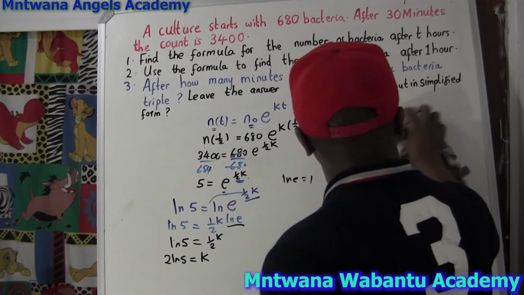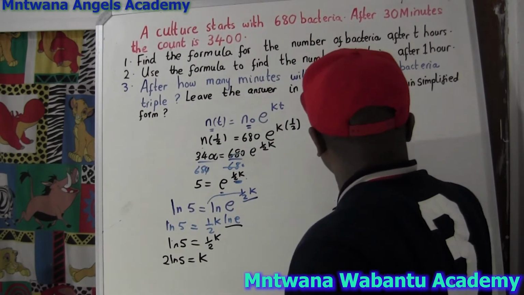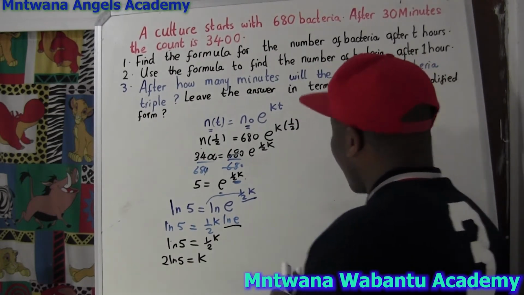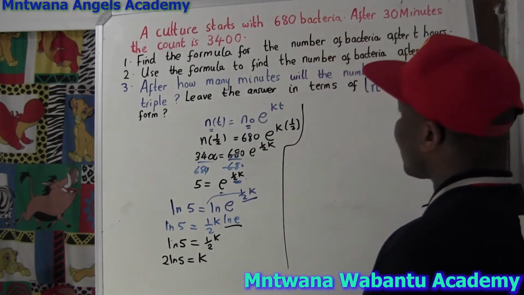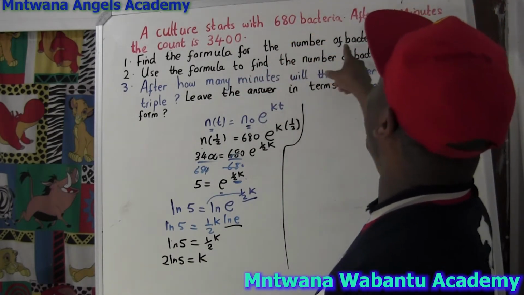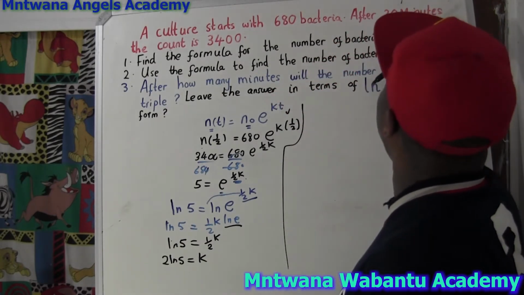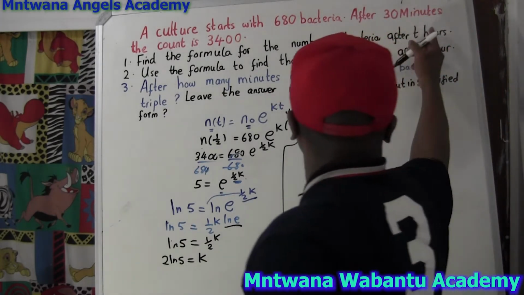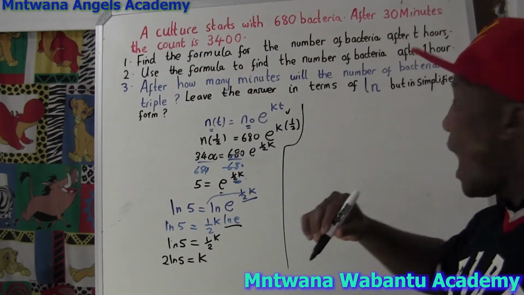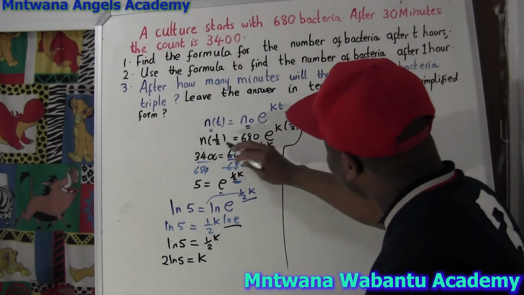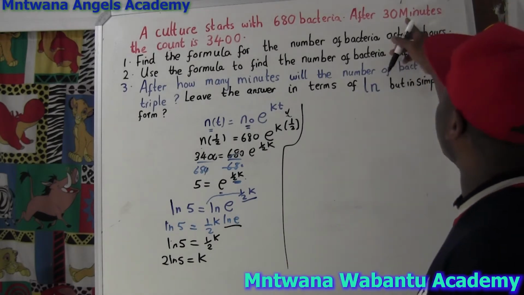Since we got k, we go to the next tab. Okay, so now we have a k already. After getting k, they say find the formula for the number of bacteria after period t. So we're going to use this again, after t hours. That's why this time I changed to hours. If it was in minutes, I was supposed to leave it as 30 minutes. But it's in hours, that's the reason why I changed minutes to hours.